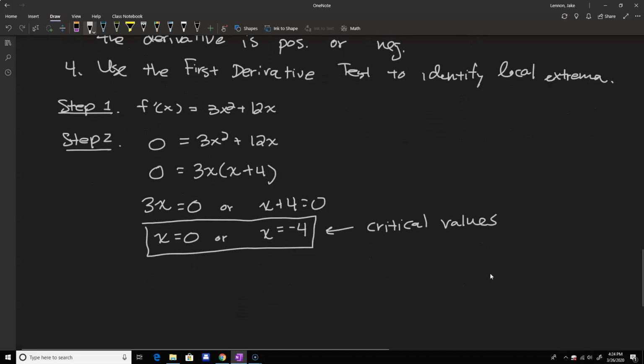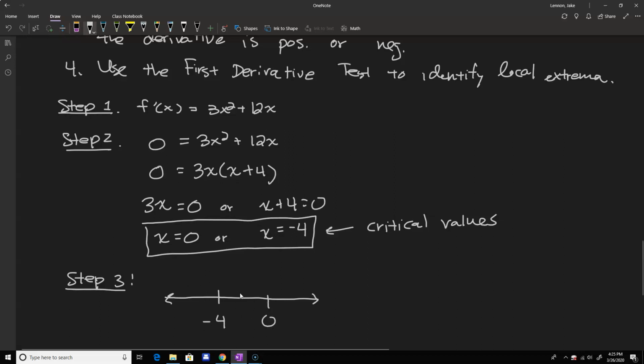So step 3, how do we use that to break up the domain into what I call test value regions? Well, if you look at all possible x values, that's just the number line. So you can just write 0 and, sorry, actually we want negative 4 to come first. That's the smaller of the two numbers. So negative 4 and then 0.